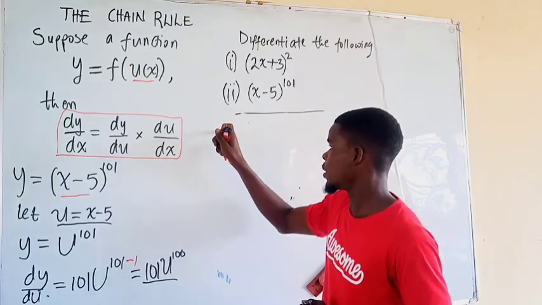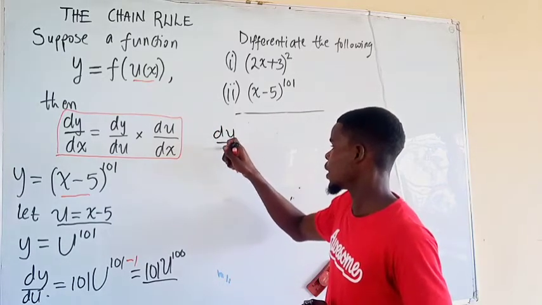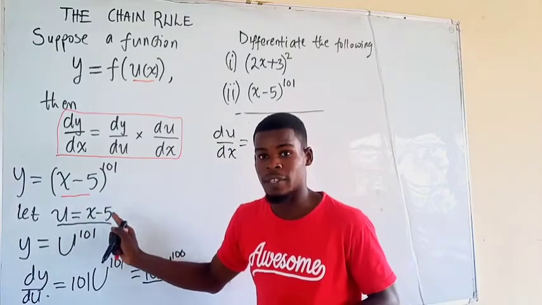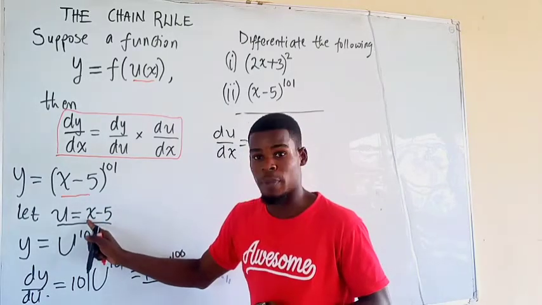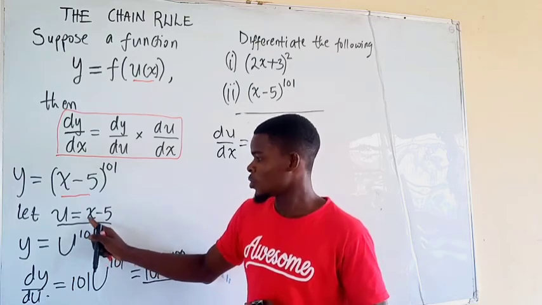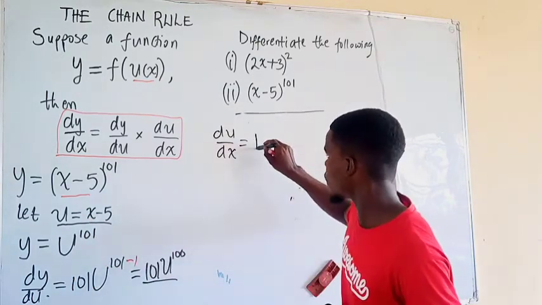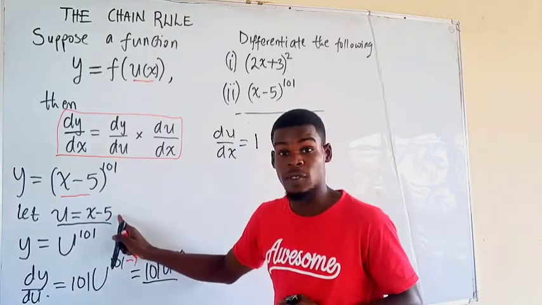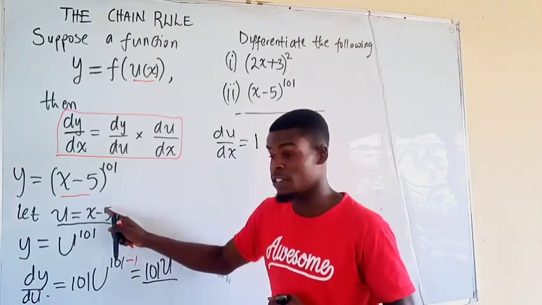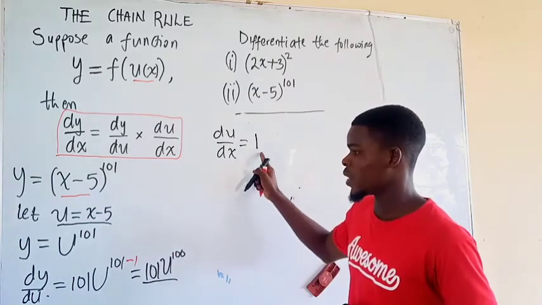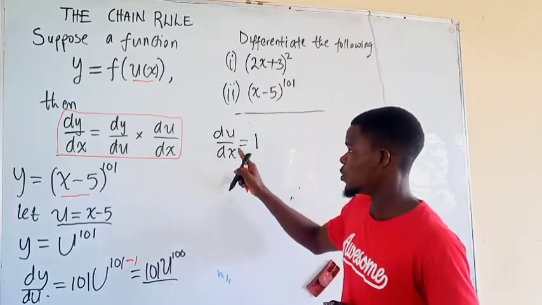So I'm going to write it down as du dx to be, well, here we have x minus 5. So we're just going to apply the difference rule. The derivative of x with respect to x is just 1. So you put down the 1, and then minus the derivative of 5 with respect to x. Well, since this is just a constant, the derivative there will be 0. So all in all, we end up with just 1 to be du dx.